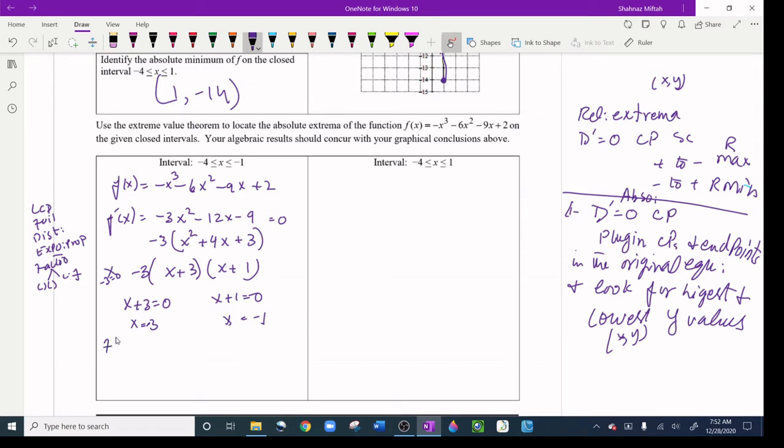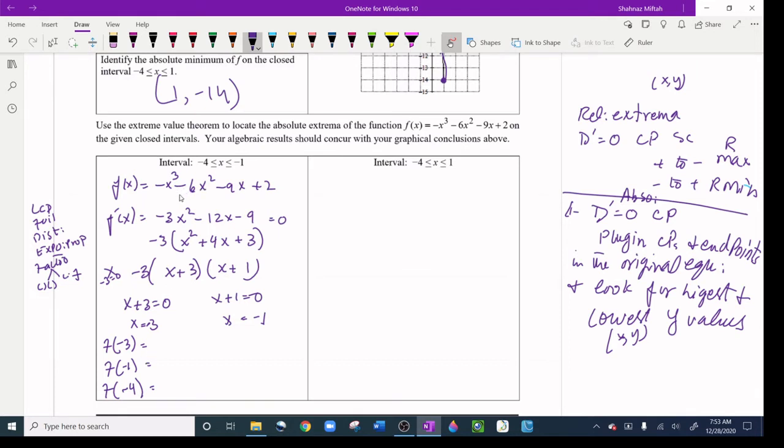Now plug them in: -3 in the original, plug -1 in the original, and plug in the endpoints, which are -4 and -1. So -1 is already here, so I just put -4. So you get the y values for each one of them and see where my absolute maximum and absolute minimum are. So let's plug into the original equation -3.